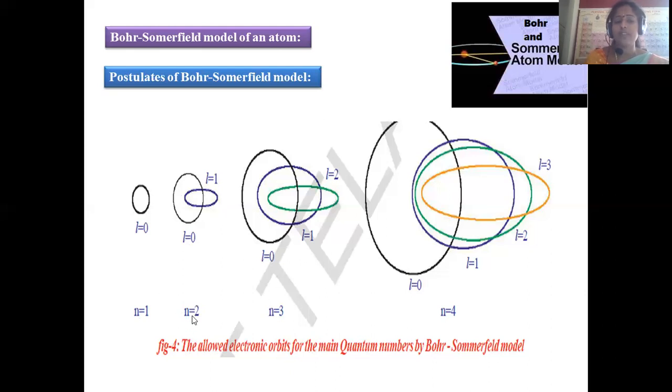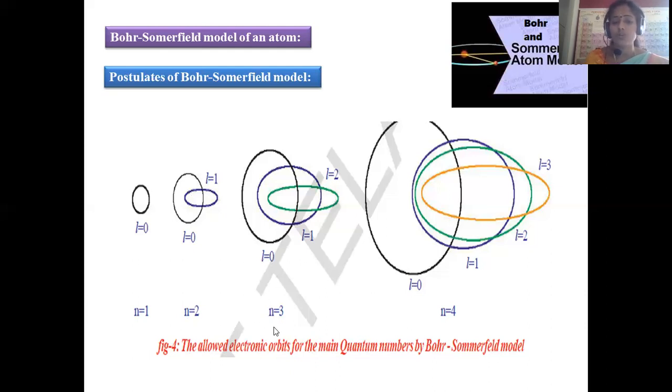When you move on to the second principal quantum number, where n is equal to 2, l is equal to 0 and l is equal to 1. Two kinds of azimuthal quantum numbers will be there. That means in the second shell you will have 2s and 2p orbitals as well, right? The 2s orbital has a spherical shape and the 2p orbital is elliptical. So both are present in the case of n is equal to 2.